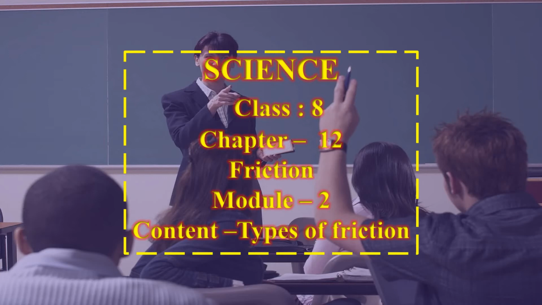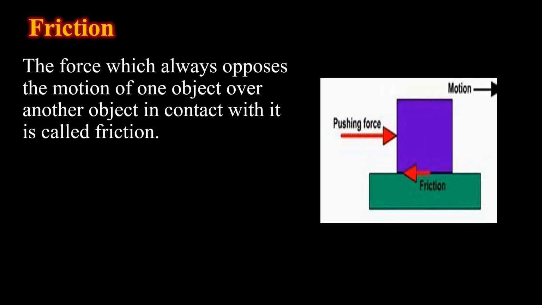Students, in the previous video we learned about the force of friction. In today's video we are going to discuss the types of friction. So let us start. Before we start, we know about friction: the force which always opposes the motion of one object over another object in contact with it is called friction.